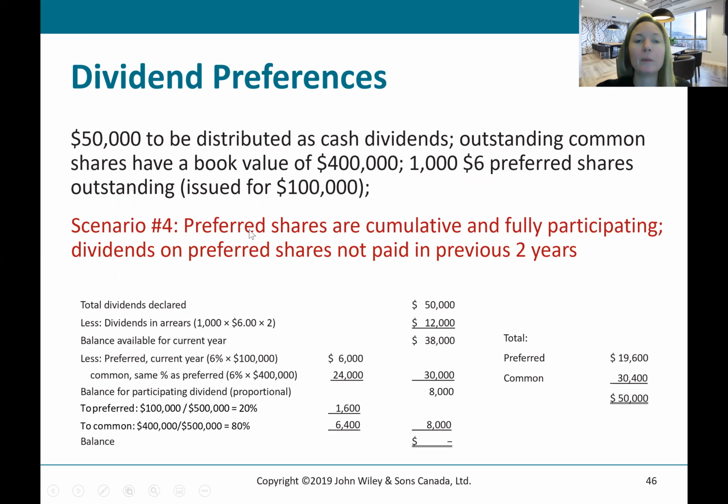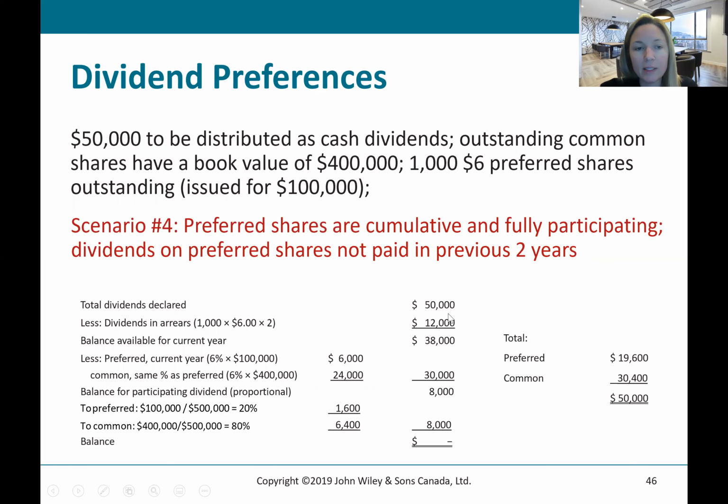One more scenario. Now we've got preferred shareholders that are cumulative and fully participating. And the preferred dividends on preferred shares were not paid in the previous 2 years. So cumulative, we know what that means, the catch up, but fully participating means that they also share in the dividend that's paid to the common shareholders at the same rate, if it's better. So let's see what that looks like.